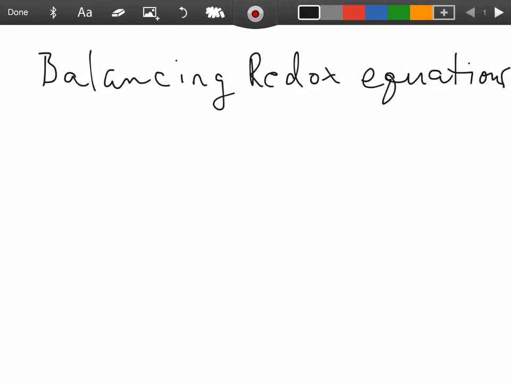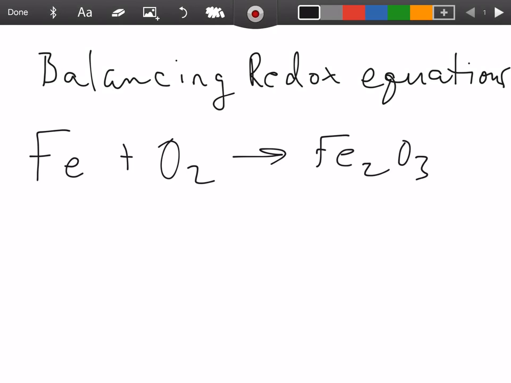And so in a redox equation, what we find is that the oxidation states of the elements on the reactant side will be different from the oxidation states of the elements on the product side. So for an example, in a reaction of iron reacting with oxygen to give you rust, or Fe2O3, we can see that the iron starts off in a zero oxidation state, the oxygen starts off in a zero oxidation state, the oxygen in the product is at a -2 oxidation state, and the iron in the product has a +3 oxidation state.